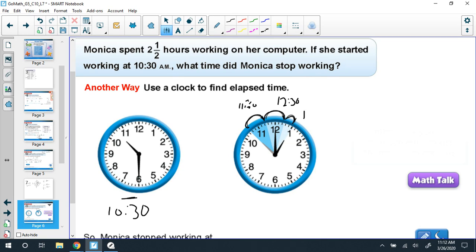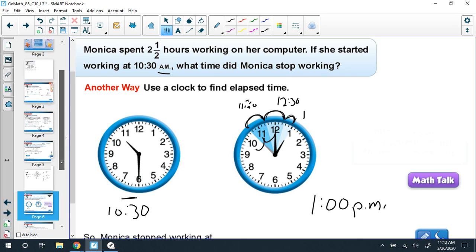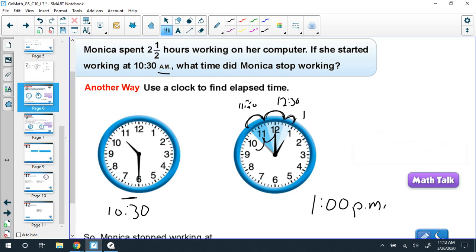So again, we're going to look at our clock. We're going to say, oh, well, 1 hour after 10 is 11. Another hour after that is 12. So 12:30 plus another half hour is going to bring us up to 1 o'clock. In both situations, we get the same answer, that Monica finished doing her work at 1 o'clock. And one other thing that we want to quickly note is that because she started at 10:30 a.m., she finished at 1 p.m. So make sure that you're keeping track of if it's morning or evening or afternoon.